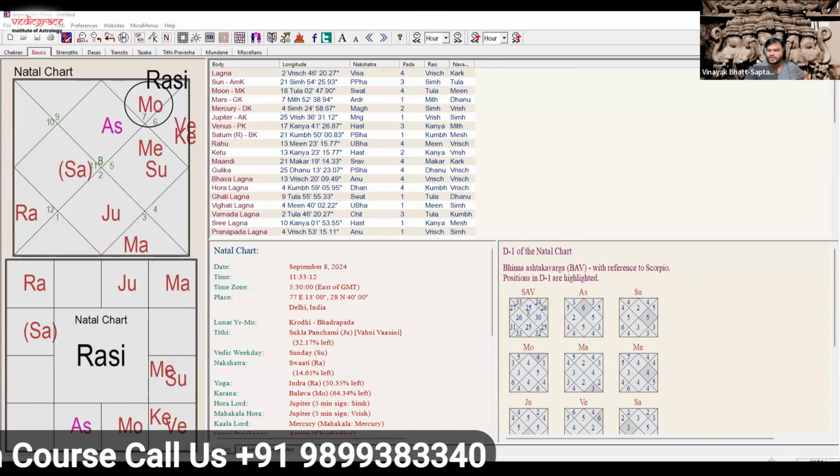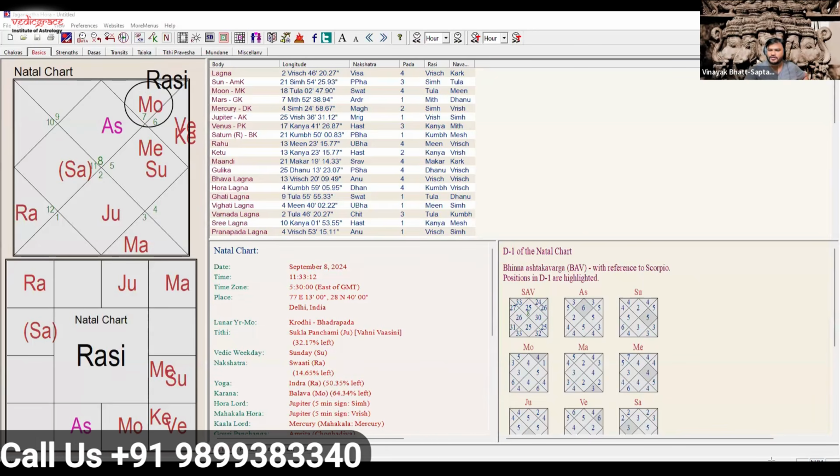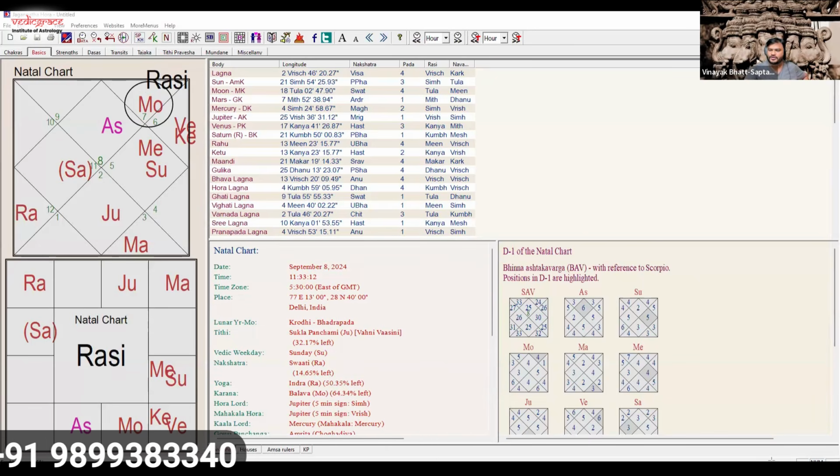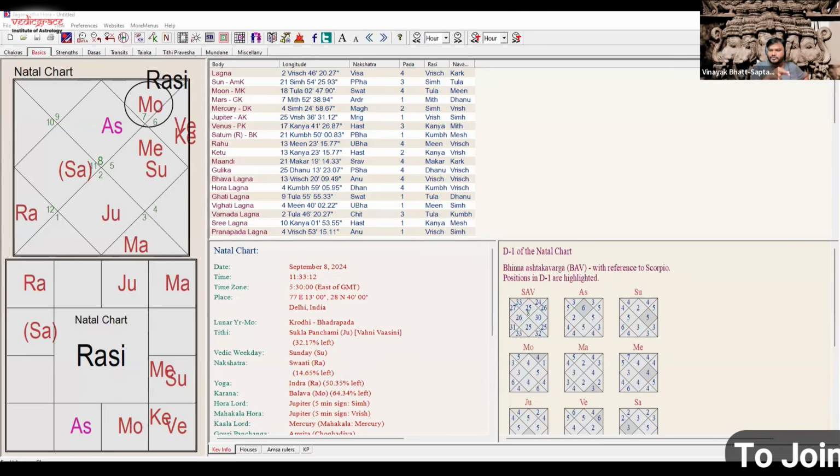Correct. It means the combination is not only seen in the D1 chart, combination you can create from any Varga chart. So here we are integrating 2 Vargas, D9 and D1.